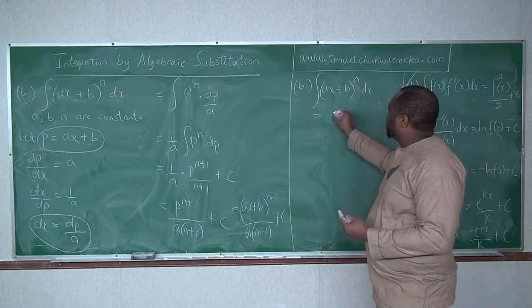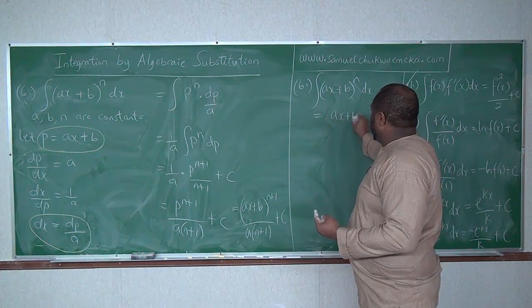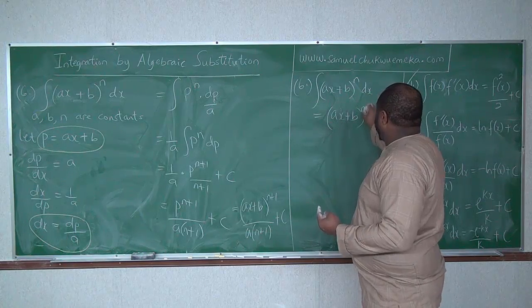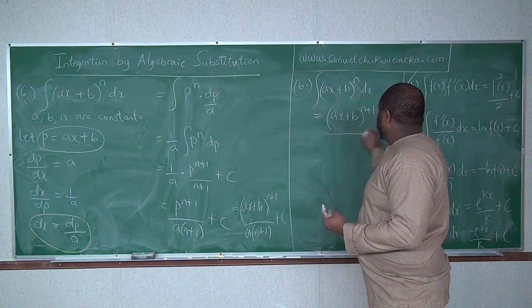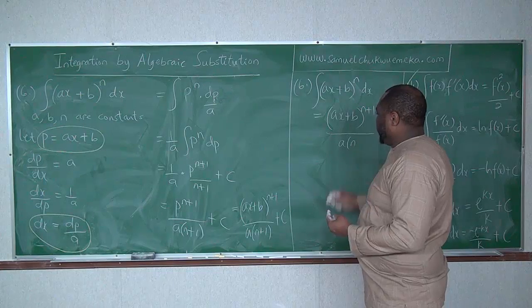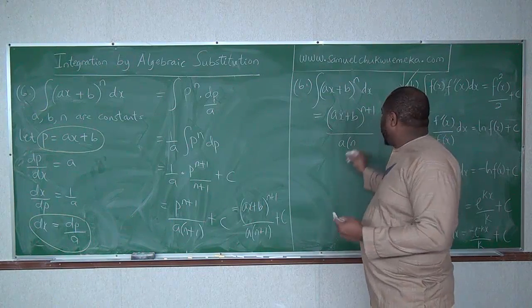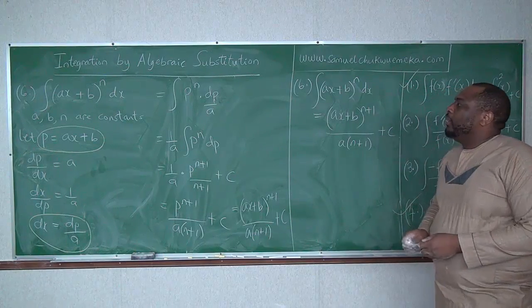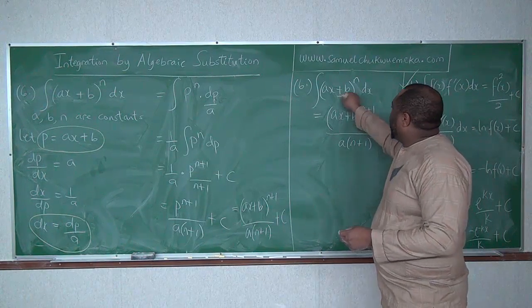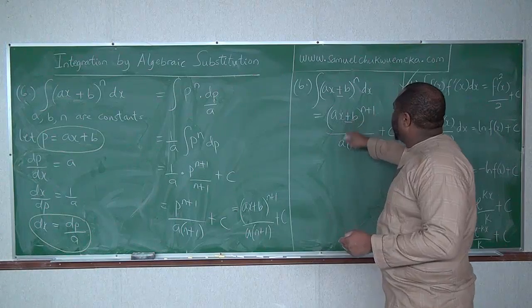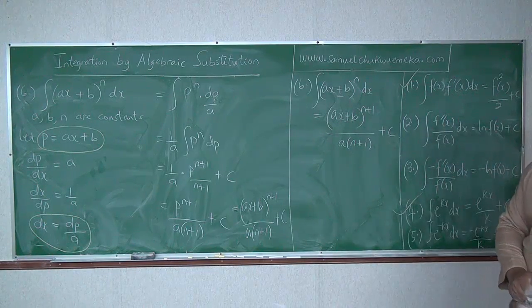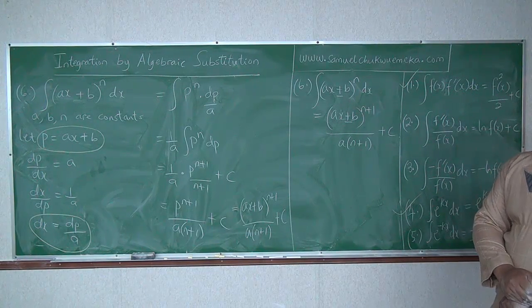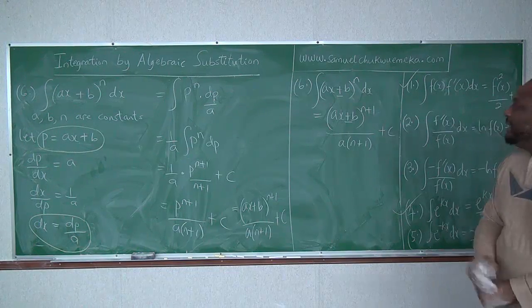So this gives us (ax + b) raised to power n + 1 over a times (n + 1), plus c. So this works for plus minus. All you need to do is put plus minus here. That's it.